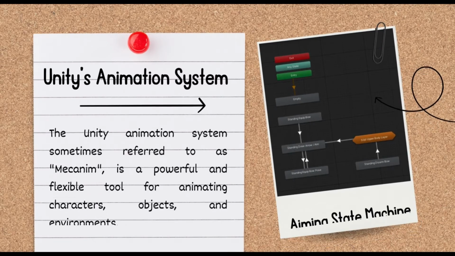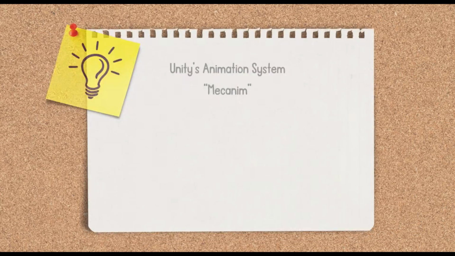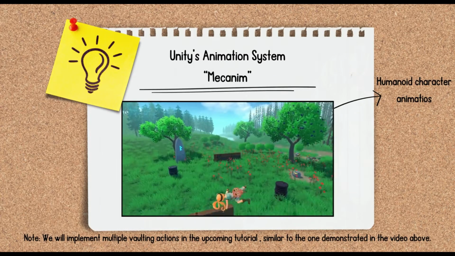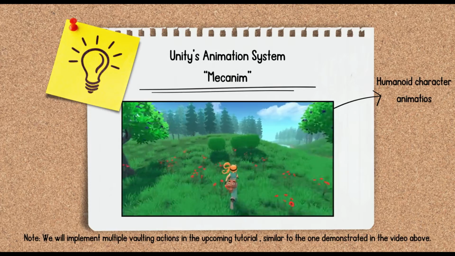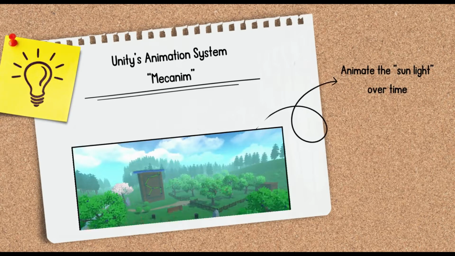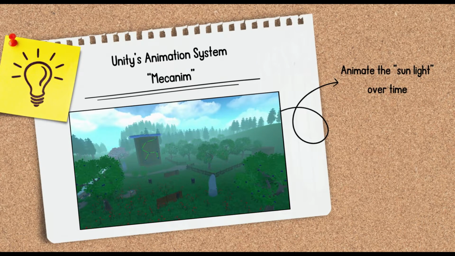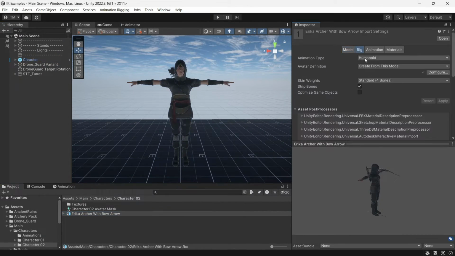The Unity animation system, sometimes referred to as Mechanim, is a powerful and flexible tool for animating characters, objects, and environments. It offers an easy workflow and setup for animations of all elements in Unity, including objects, characters, and properties. The system supports humanoid animation, allowing animations to be applied from one character model to another, a process known as retargeting. Unity's animation system has special features for working with humanoid characters.